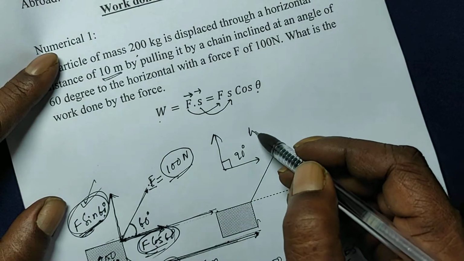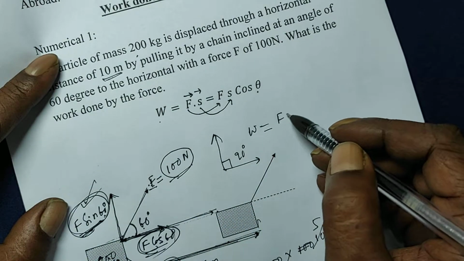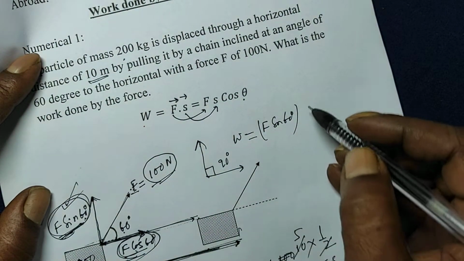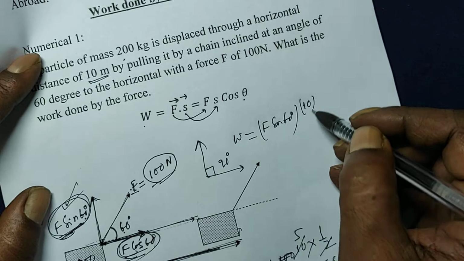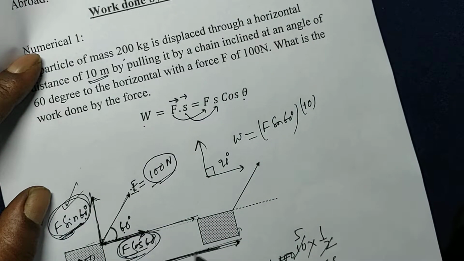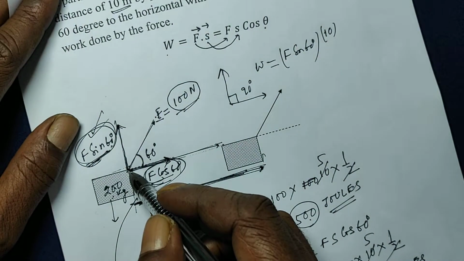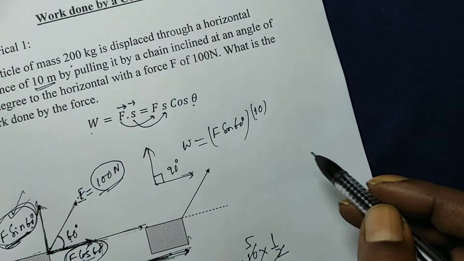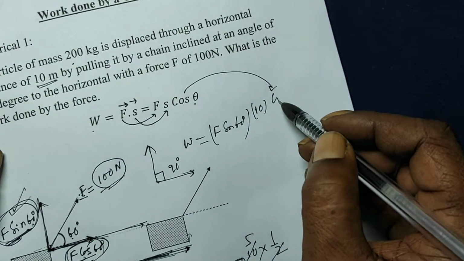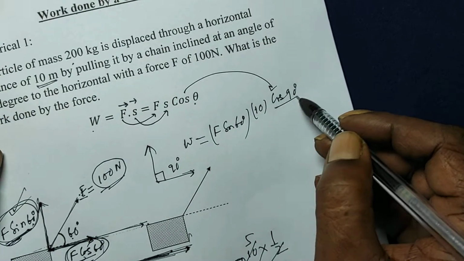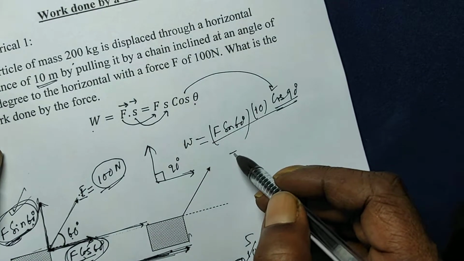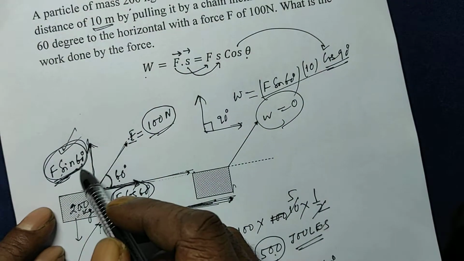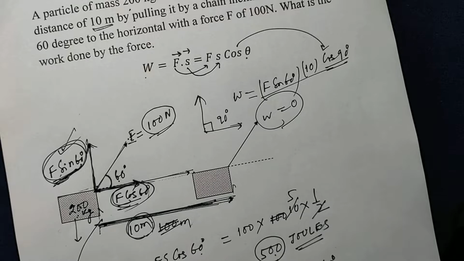How do you have to write that? This force, F sin 60, displacement is to this side, that is 10. Between this force and this displacement, the angle is 90. So put it here as cos of 90, which is 0. So 0 times this is equal to 0. So due to F sin 60, there is no work done.